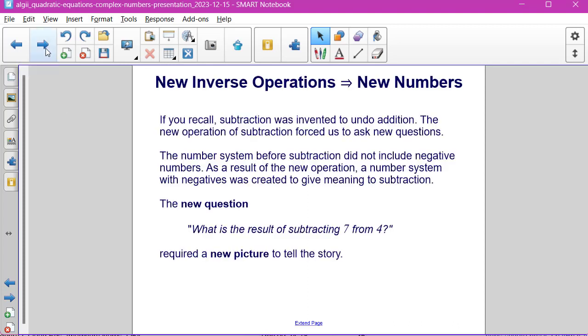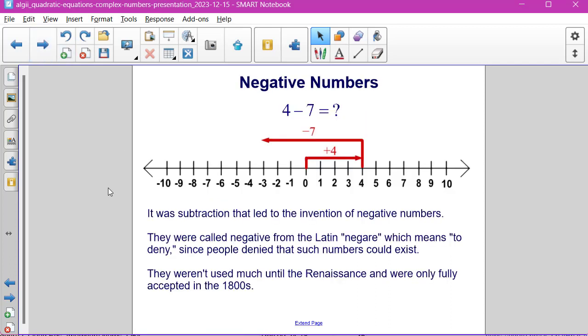Imaginary numbers. If you recall, subtraction was invented to undo addition. The new operation of subtraction forced us to ask new questions. The number system before subtraction did not include negative numbers, and as a result of the new operation, a number system with negatives was created to give meaning to subtraction. The new question, what is the result of subtracting 7 from 4, required a new picture to tell the story. It was subtraction that led to the invention of negative numbers.